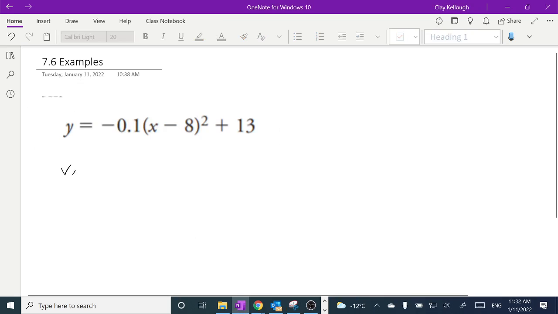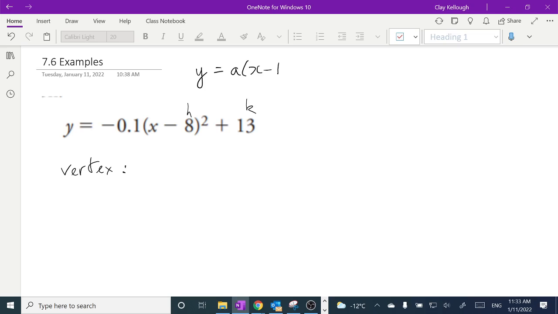Well, I know it has a vertex of (h, k). And remember, h in the formula is being subtracted, so h itself is actually +8. K in this one's added. So if there was a negative here, it would belong to the k. But this is a positive, so (8, 13) is my vertex. So that is the highest point of the shot.